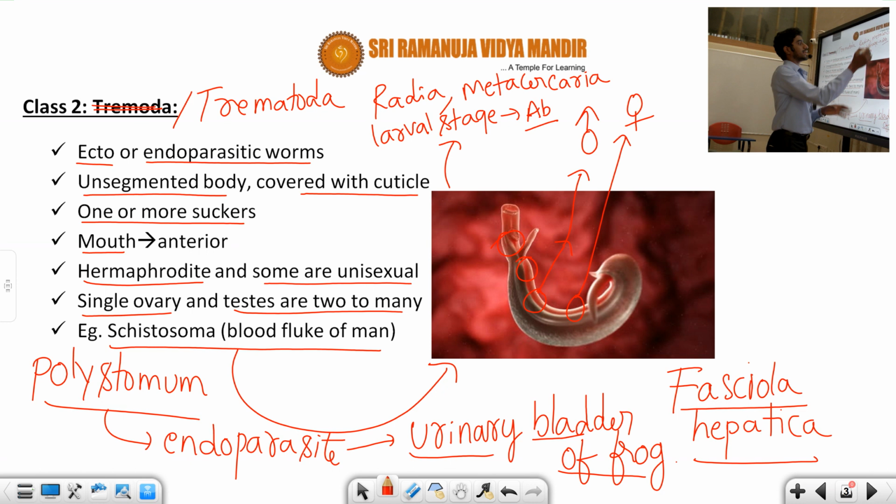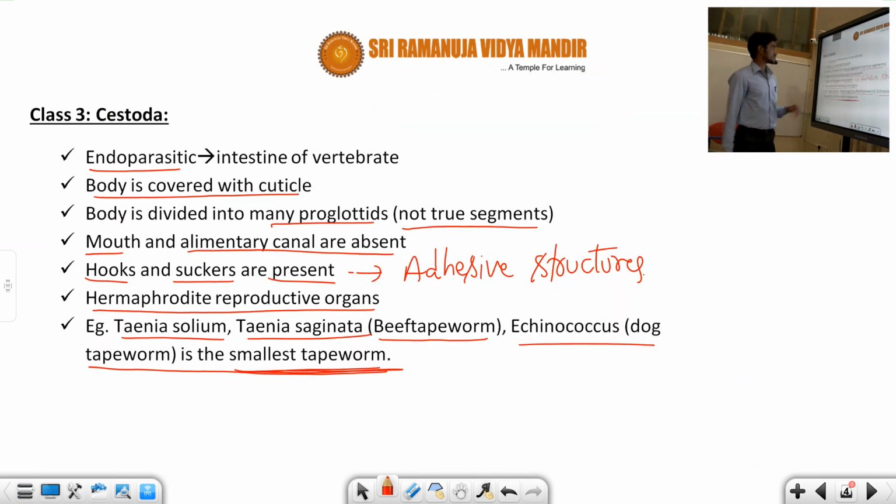The next class is Cestoda. It is an endoparasite only, mostly found in the intestines of vertebrates. The body is covered with a cuticle and divided into many proglottids, but it is not considered a true segmentation. The mouth and alimentary canal are completely absent, and hooks and suckers act as adhesive structures required for attachment. Hermaphrodite reproductive organs are present. Examples are Taenia solium and Taenia saginata, the beef tapeworm.